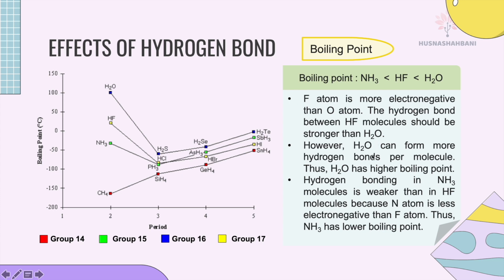So each comparison has its own reason. When you compare between HF and H2O, the factor is about the number of hydrogen bond. But when you compare the NH3 and HF, the factor is the electronegativity of N compared with F. So each comparison has different reasoning, depends on which molecule you use for comparison.